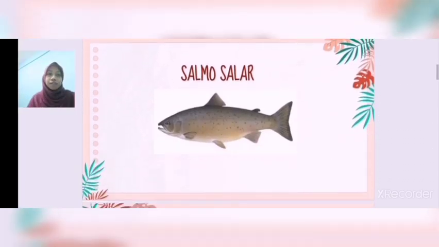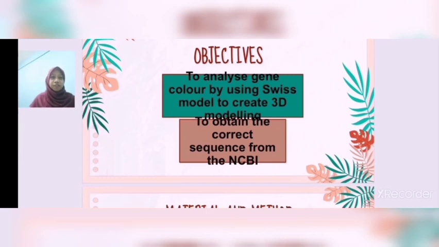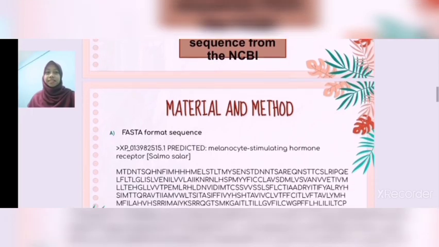And this is an example of the salmon. The objective of this assignment is to analyze the color gene by using Swiss Model to create 3D modeling, and then to obtain the correct sequence from the NCBI. Next, I will pass to my group member to explain the material and method.